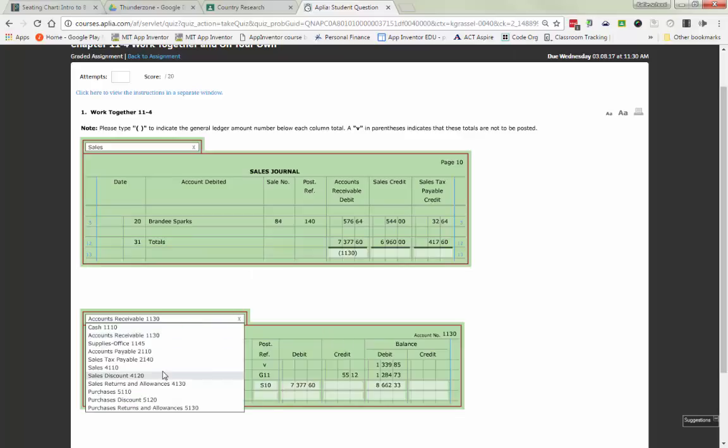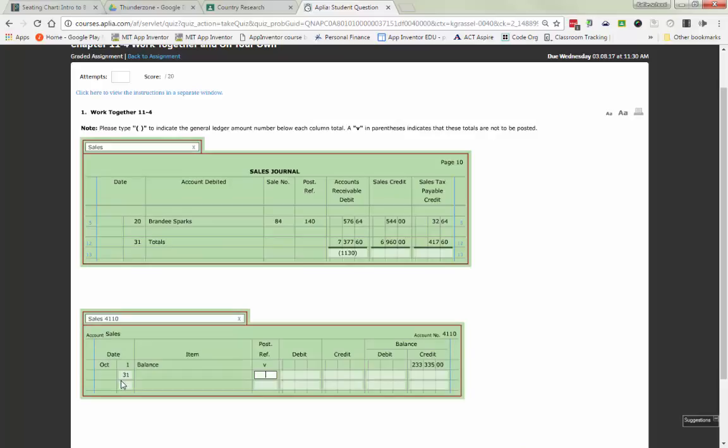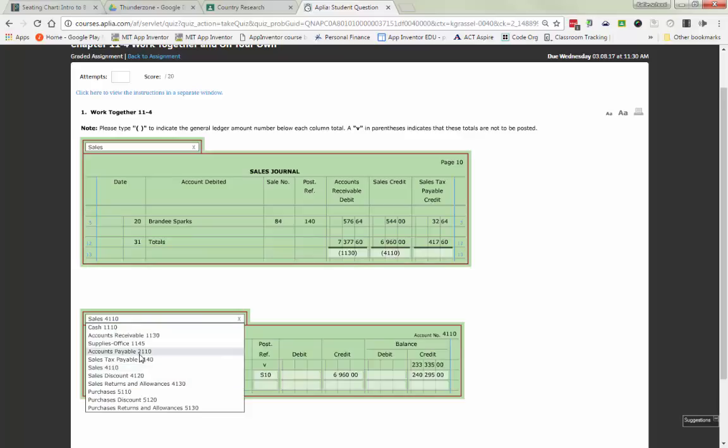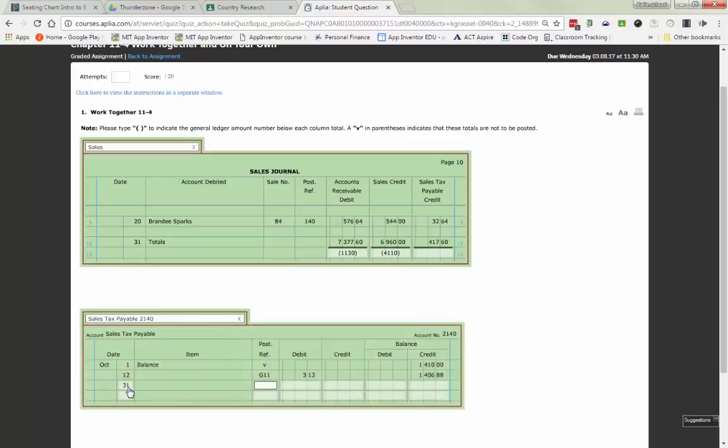I'm going to do the same thing for sales. Date is the 31st. Post reference is S10. It's going to go a credit for $6,960. Previously had a balance in there as a credit, so I'm just going to add those two numbers together. I'm not doing a lot of explaining on what we're doing here because I kind of explained it all yesterday on posting. I'm expecting you to remember and just know if it has a credit balance and I'm crediting it, I'm going to add it together. If it has a debit balance and I'm crediting, I'm going to subtract.